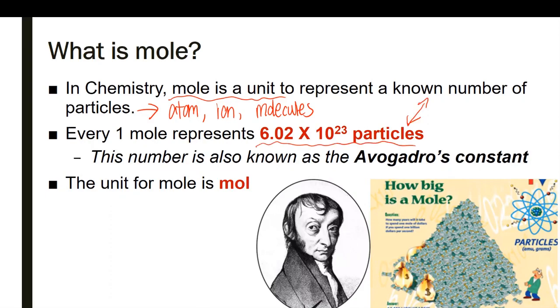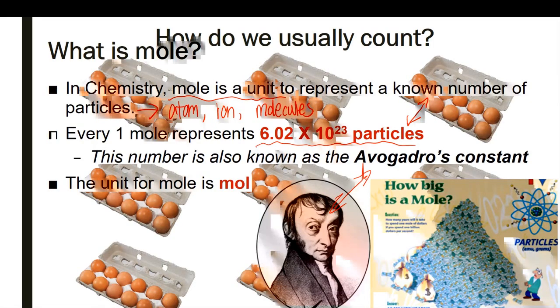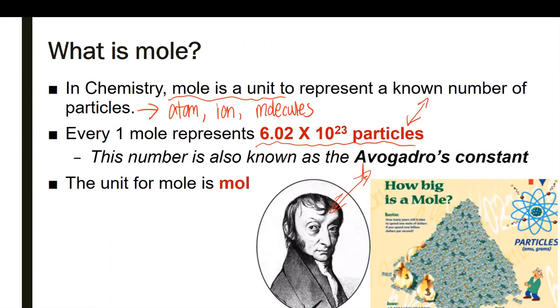So you see this standard form over here. This is actually a very huge number, and this number was discovered by this person known as Avogadro. This very handsome man over here is Avogadro. So we call this number, 6.02 times 10 to the power of 23, the Avogadro constant. It tells you that every 1 mole, there will be this number of particles inside. And the unit for mole is represented over here by mol.